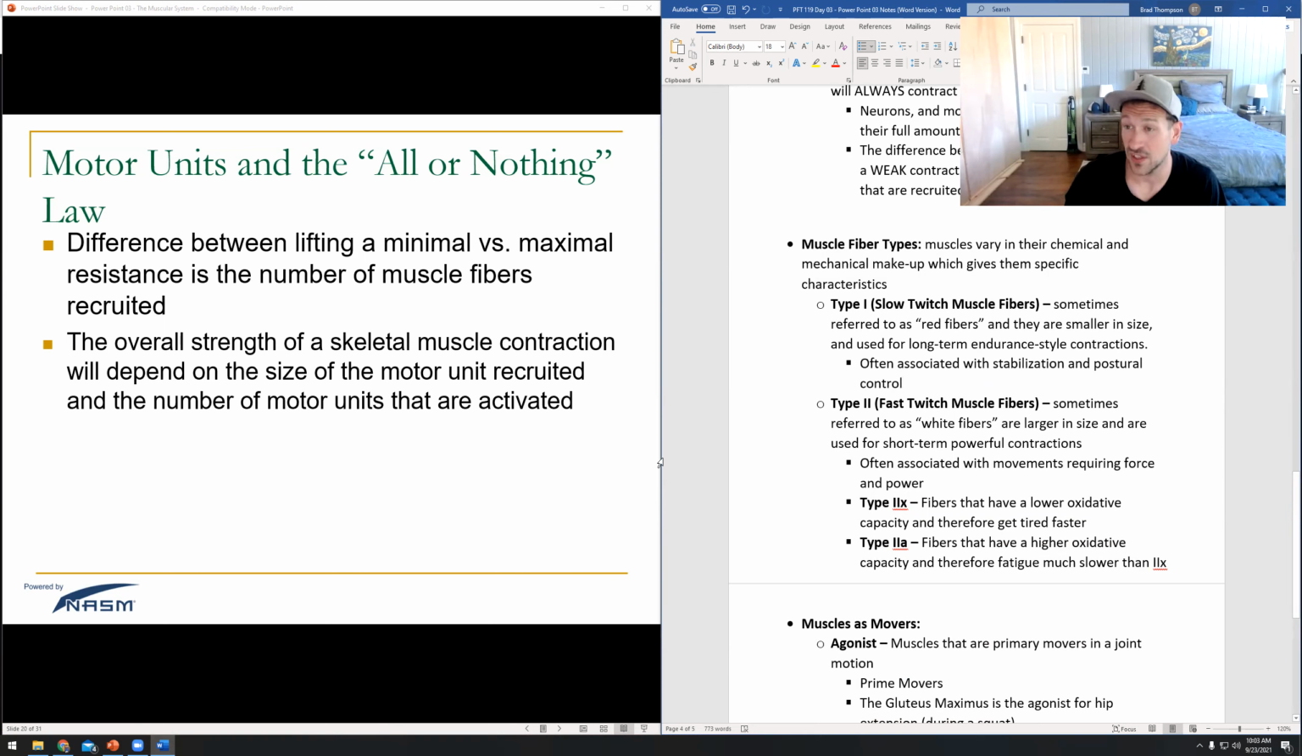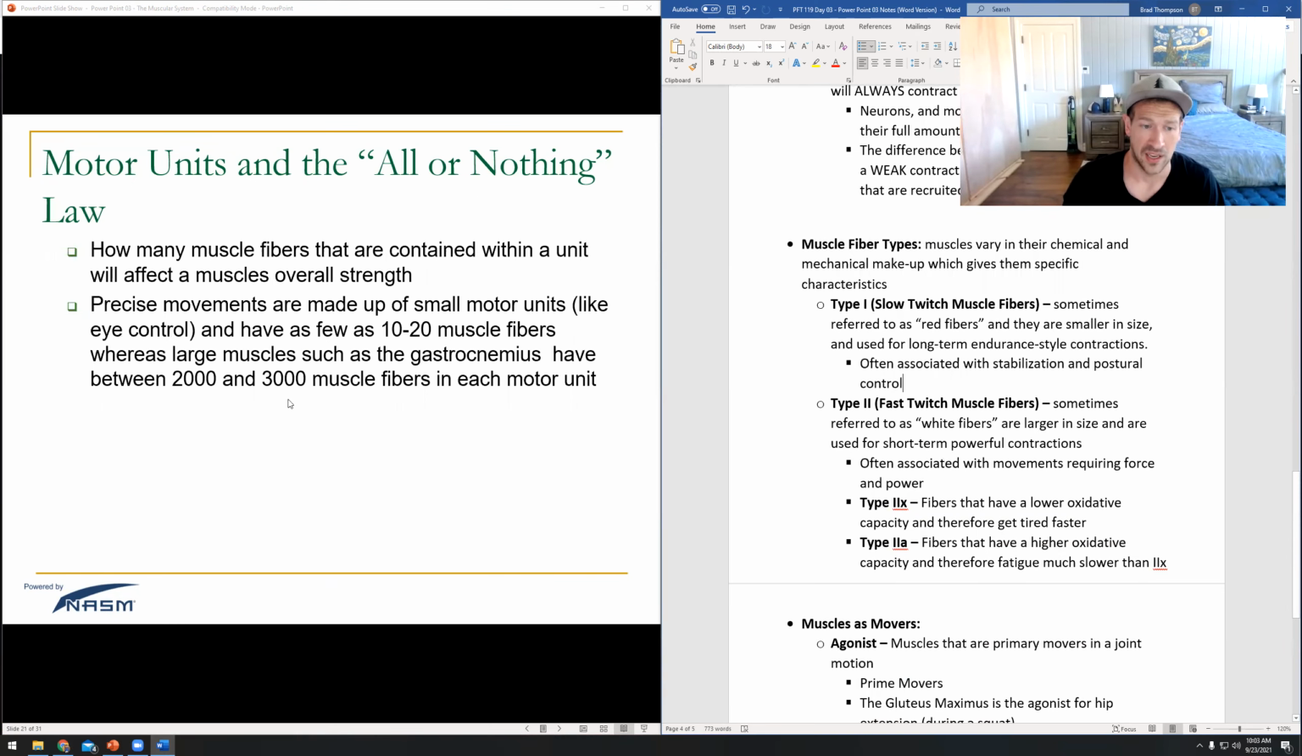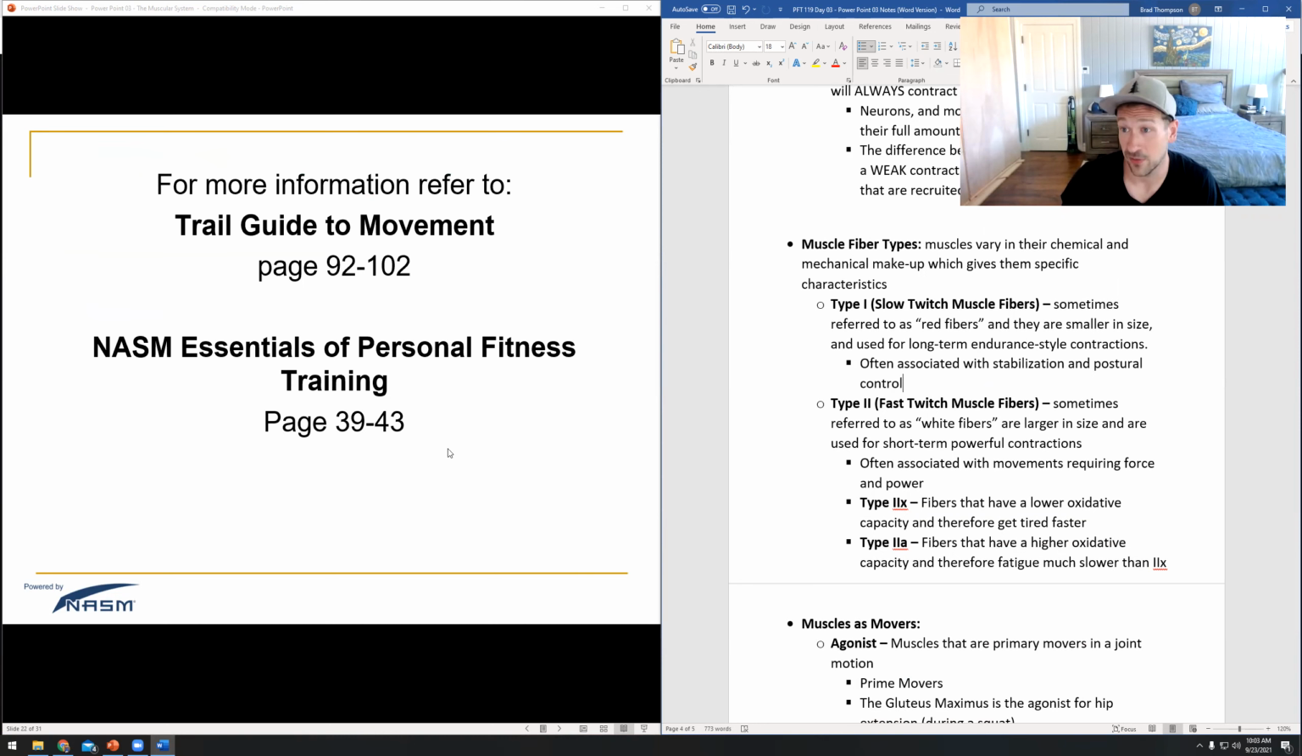So that's what's determining our strength. Sometimes your nervous system will use lots of motor units. You can see here, the muscles that move your eyes, for instance, use maybe 10 to 20 motor units, but your gastrocnemius, which is way smaller than you, uses between 2,000 and 3,000. So, big difference.